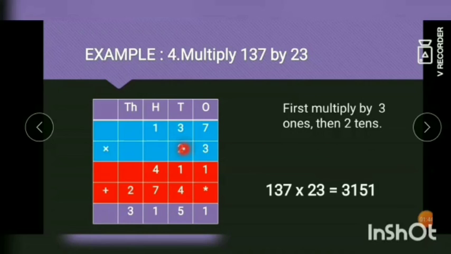Next we multiply 2 into 1. So 2 ones are 2. Next we add these two numbers. So 1 plus 0 equal to 1. 1 plus 4 equal to 5. 4 plus 7 equal to 11. So we write the number 1 and carry over 1 in the thousand place. So 2 ones are 2. 2 plus 1 equal to 3. So finally we get the answer.